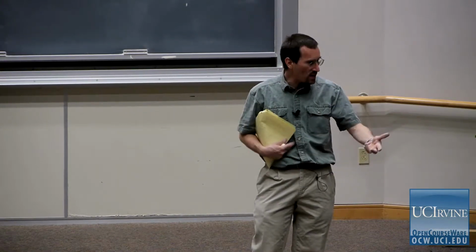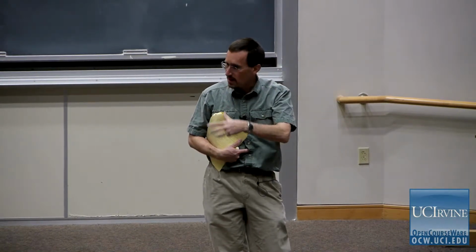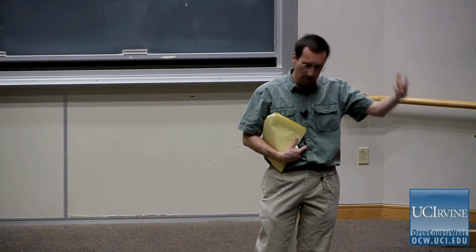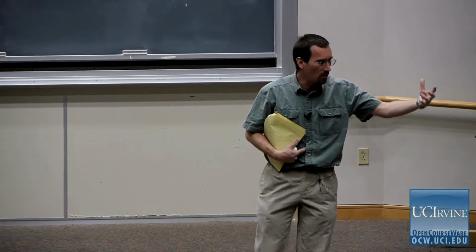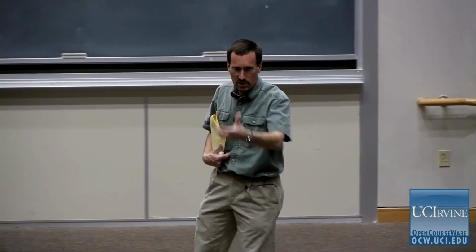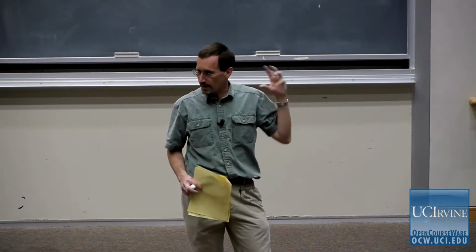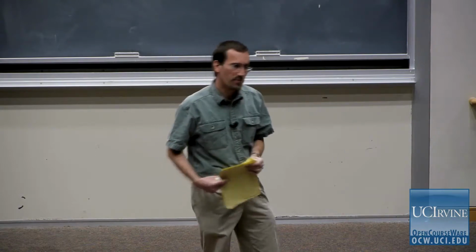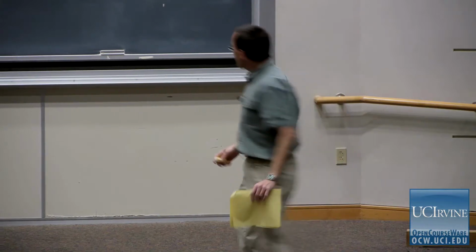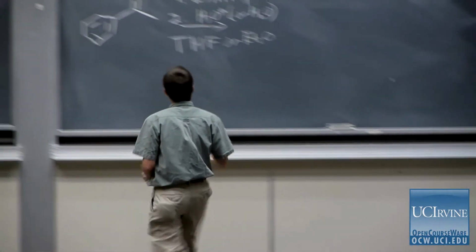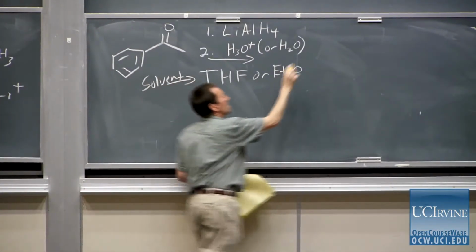We have aqueous hydrochloric acid, which of course is H3O+ and Cl-. We have aqueous sulfuric or concentrated sulfuric acid, which you can add to water to make H3O+ and bisulfate anion, HSO4-. So that's a little bit of shorthand for adding a strong mineral acid like HCl or H2SO4. Now, we call this step here the workup. So I'll just write solvent. And I'll just write workup here.